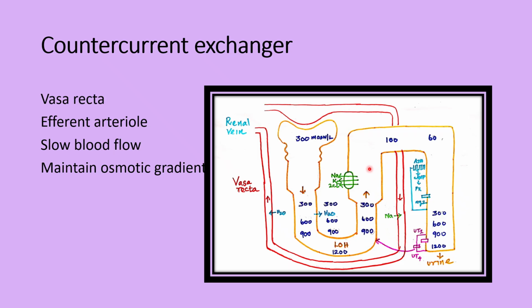It is parallel to the loop of Henle, but the flow occurs in the opposite direction. Here the blood flow is very slow. The descending limb of vasa recta reabsorbs sodium and secretes water. The ascending limb of vasa recta absorbs the water and eliminates the solutes. So it is important for maintaining the osmotic gradients.